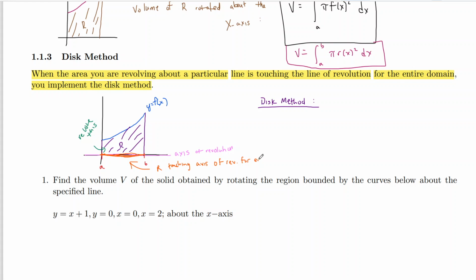for the entire domain. Now, if it only touches it at like a point, or it doesn't even have to touch it at all, or if maybe it only touches it half the time, then you have to do a slightly different method, which we'll see, but it's built on the same formula. It's not really going to be any more complicated. So this is what we call the disk method. And the main reason is because when you revolve these kind of things, you get just circles, or filled in circles, so disks. And I'll go ahead and show you a slight picture of that.